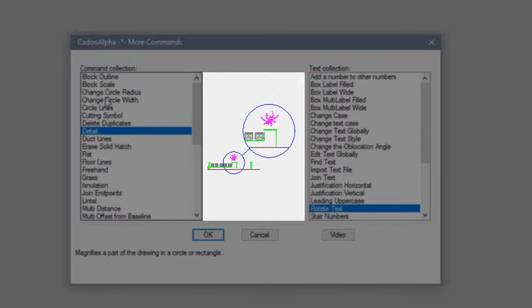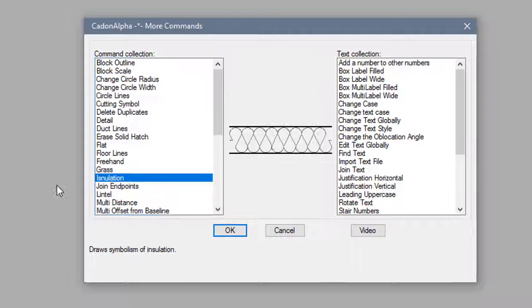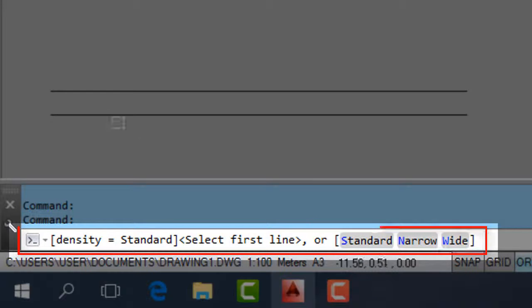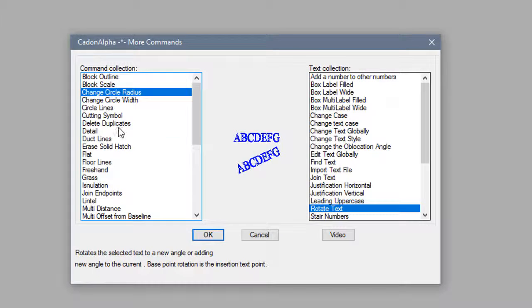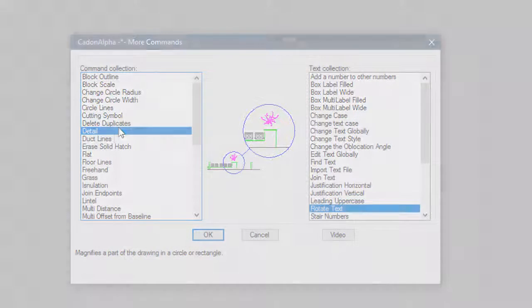in the middle of the dialog. Always read the command prompt, follow and enter the proper selection, and try the different options. Let's see all commands in action.